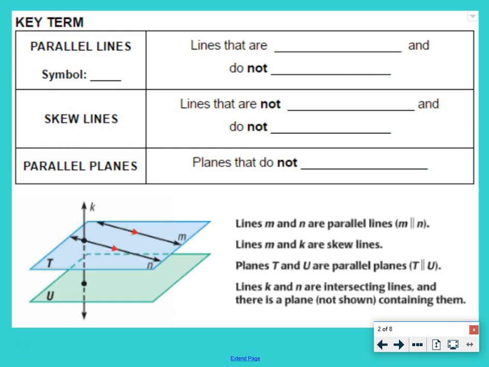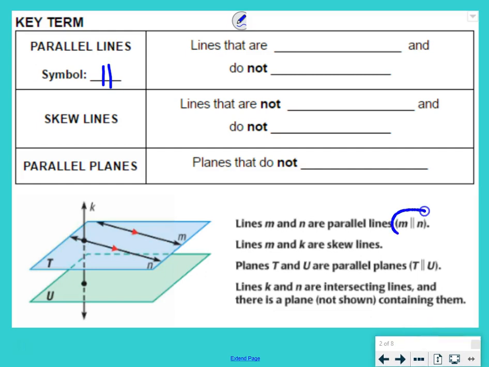Key terms, parallel lines. First, our symbol for parallel lines is two straight lines that look like they're parallel. You can see an example of this here where it says M is parallel to N, so line M is parallel to line N. And our definition for parallel lines is lines that are coplanar, so on the same plane, and do not intersect. They will never intersect, never cross.